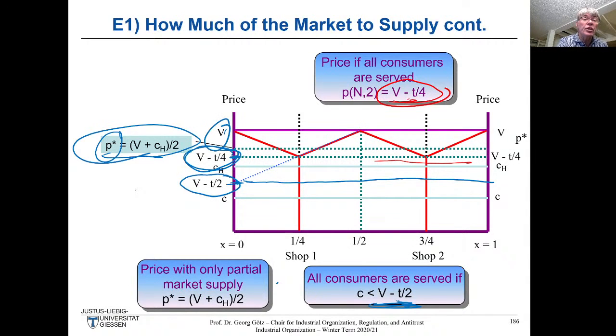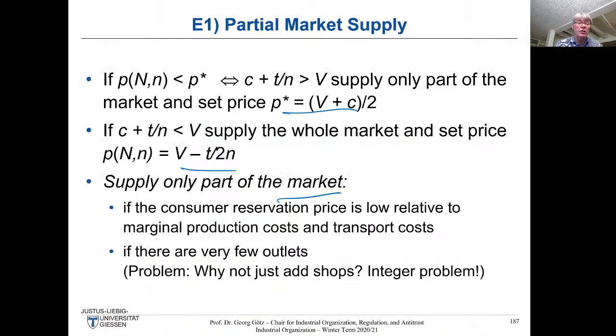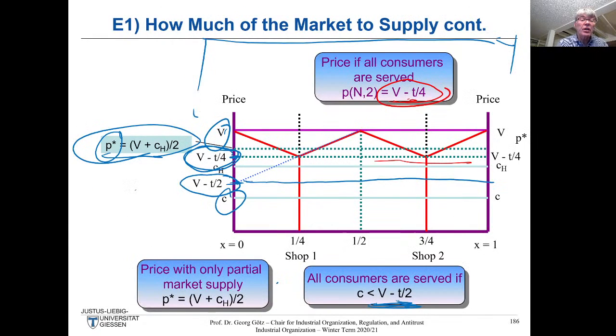If V is not here but up here, you will always want to serve everyone. And on the other hand, what we already showed, if C is very high here, if the marginal costs are very high, it's also more likely that you don't want to serve everyone. Okay, and of course, what you see here is the price you charge if you serve everyone increases if you have more outlets.